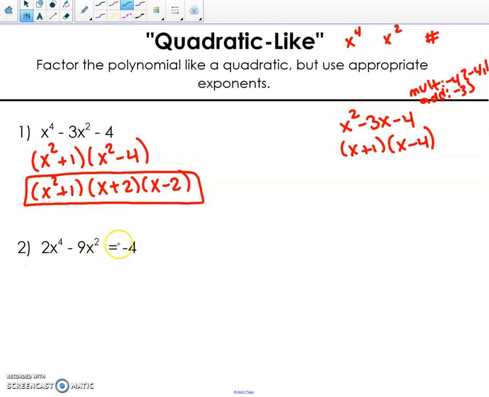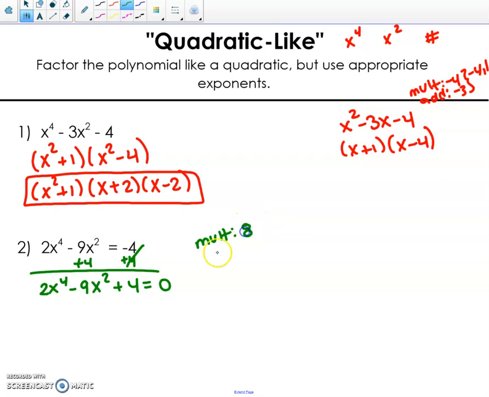In number 2, we see that equal sign, so first thing we have to do is set it to 0. So we'll add 4 to both sides. So we have 2x to the 4th minus 9x squared plus 4 equals 0. We see that 4 to nothing, so we know we're going to be using quadratic like. So in this case, a is not 1. So we have to come up with two numbers that are going to multiply to a times c, which is 8, and add to b, which is -9. So we'll use -8 and -1.